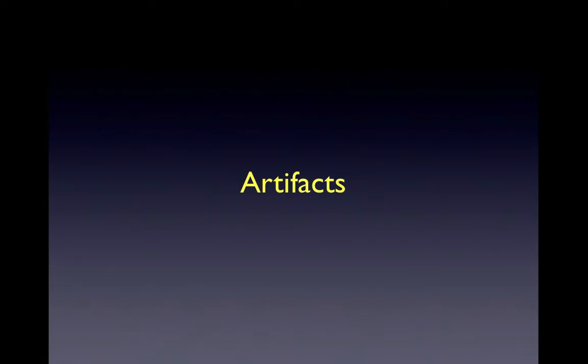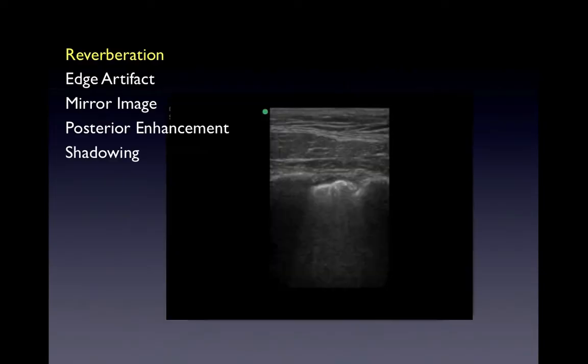So what exactly am I talking about in terms of some concrete types of artifacts? You'll see on the upper left a list of 5 artifacts that I'm going to cover: reverberation, edge artifact, mirror image, posterior enhancement, and shadowing. First, reverberation. So by definition, what is reverberation? Reverberation is a bouncing between 2 highly reflective objects or 2 highly reflective surfaces.